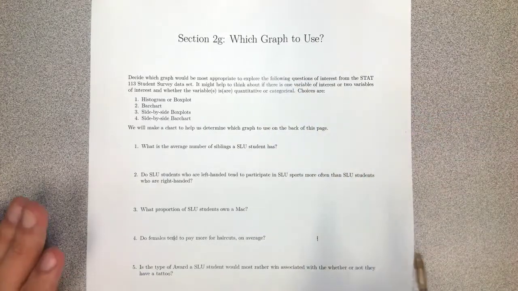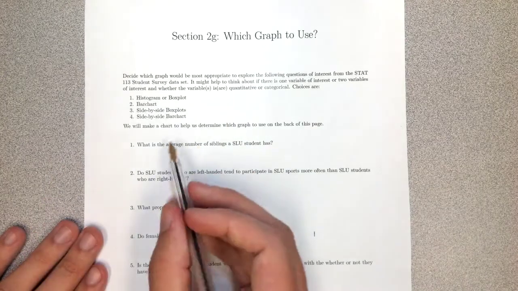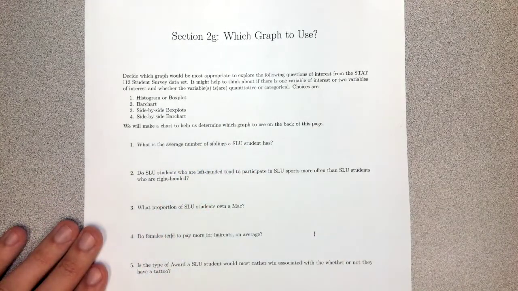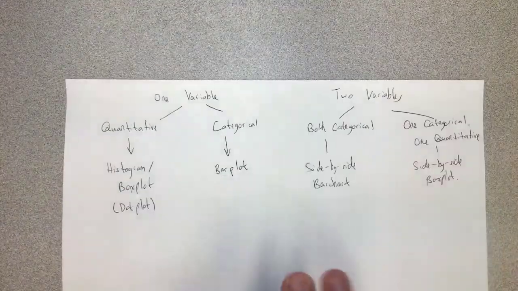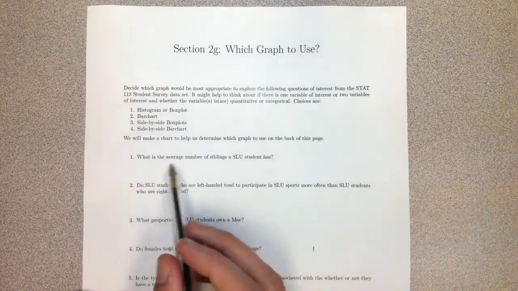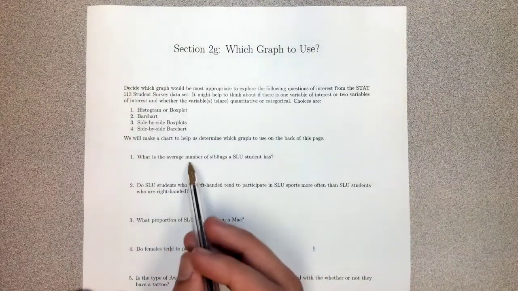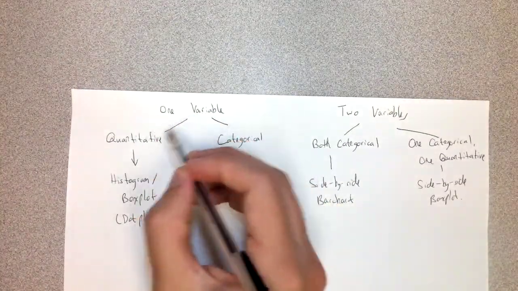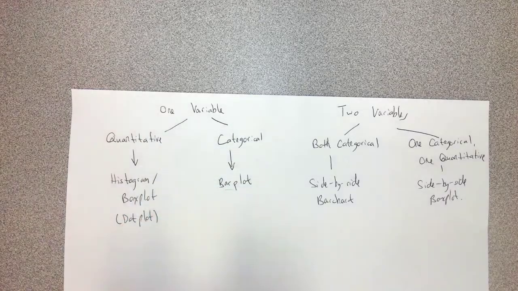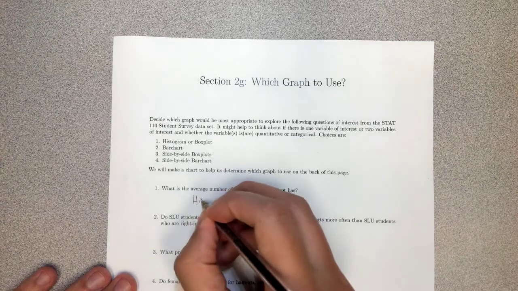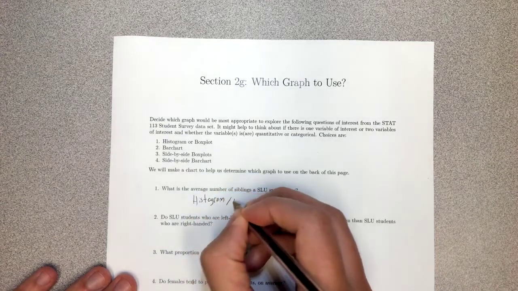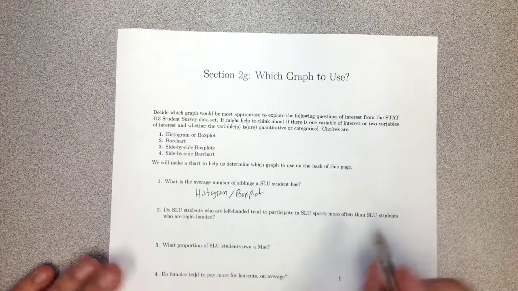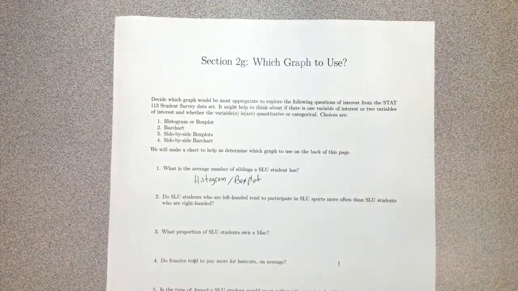So they pertain to the Stat 113 student survey. If you wanted to look at the average number of siblings a SLU student has, at least according to the thought process we outlined on the back page, I would be looking at this and saying, okay, there's one variable, and it's number of siblings. So one variable, number of siblings, is quantitative, so I would probably look at a histogram or box plot. And you would then just repeat that reasoning for the rest of the questions.